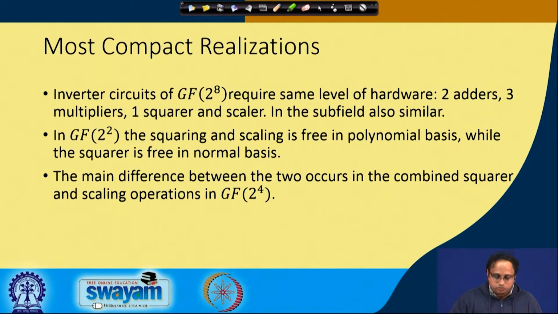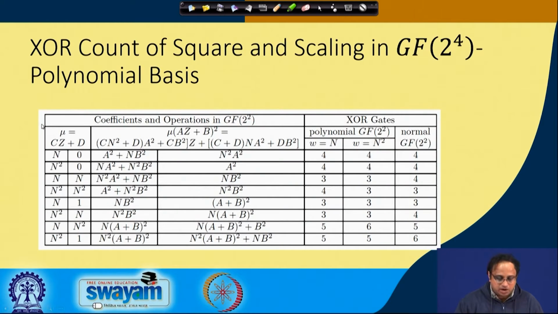Likewise in GF 2 power of 2, the squaring and scaling is free in polynomial basis, but the squaring is free in the normal basis. So the main difference between the two occurs in the combined squaring and scaling operation in GF 2 power of 4. Let us take a look into that operation in more detail, and here are all the possible descriptions of that. I just enumerated the XOR count because XOR is the most used gate in these realizations.